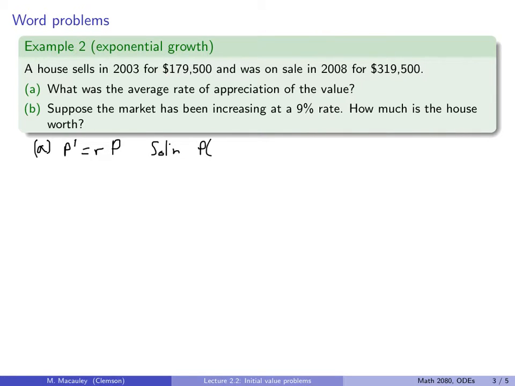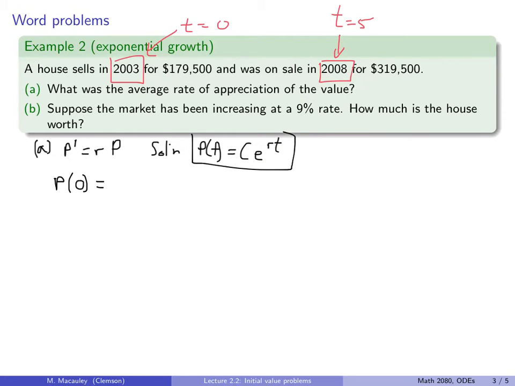We solved this in the last lecture. P of t equals c e to the rt. To make things easier, let's declare 2003 to be t equals 0, and 2008 to be t equals 5. So we're starting out at 2003, and our units of time are years. Then p of 0 is, here's our equation, if we plug in 0, we just get c.